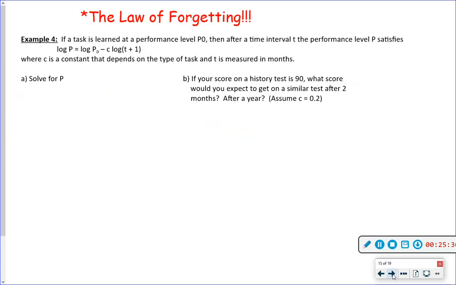Okay, now, I like this. This is the law of forgetting, actually, is kind of what it is here. It's kind of a funny problem. If a task is learned at a performance level, P within a time interval, T, the performance level P satisfies where C, boy this is wordy, is a constant that depends on the type of task, and T is measured in months. So first thing that jumps out to me, I'm like, okay, T is in months. I'm going to keep an eye on that.